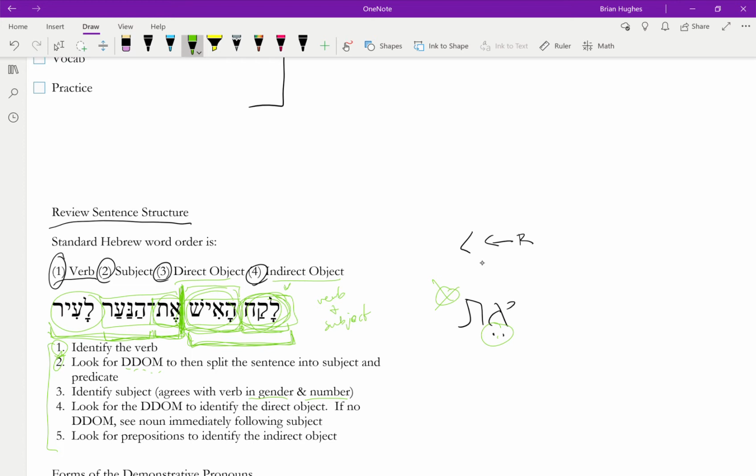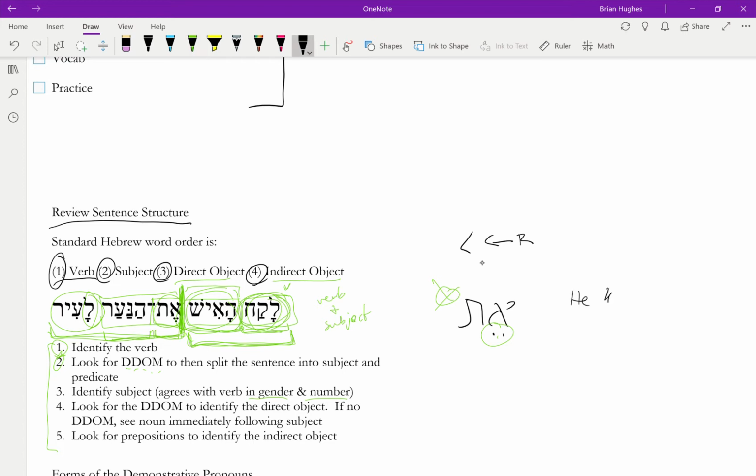Again, if your subject is a construct phrase and has adjectives and stuff like that, you have to find the end of that and then move on to the next noun. That's most likely your subject. And then finally, look for prepositions to introduce the indirect object, because that's how these sentences are often used.